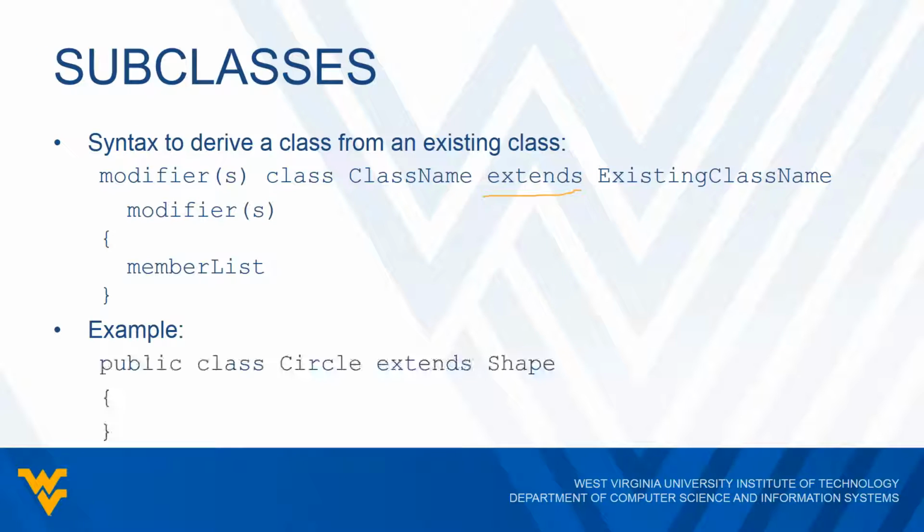So maybe we have something like this: public class circle extends shape. What this is saying is I'm going to create a class that's called circle, and I'm going to inherit all of the variables and methods from the shape class. So in this case, circle would be the subclass and shape would be the superclass.